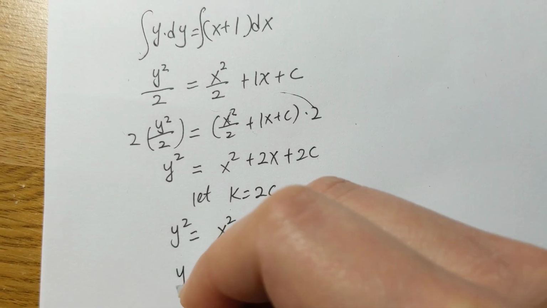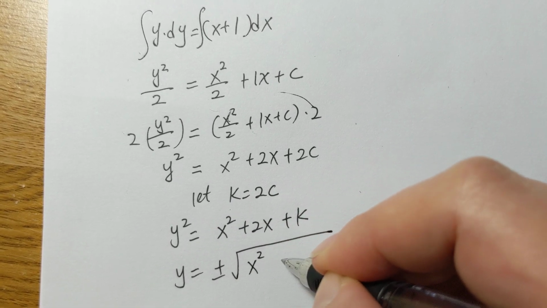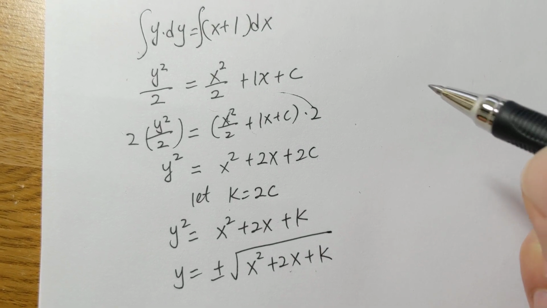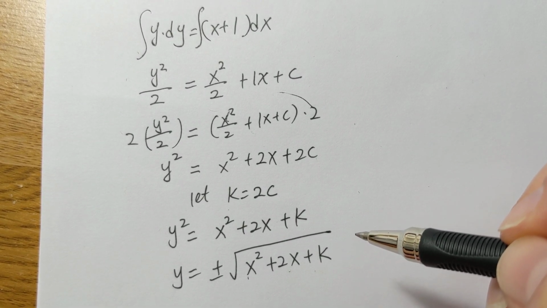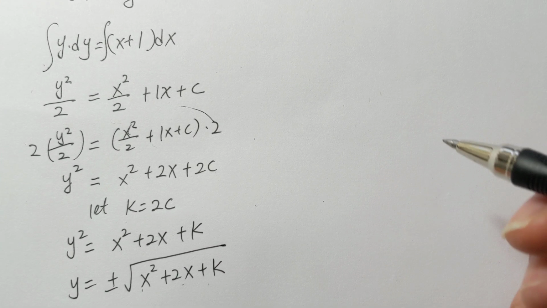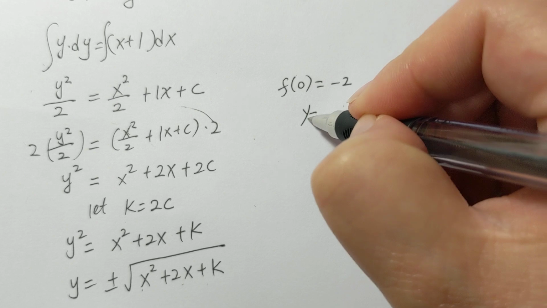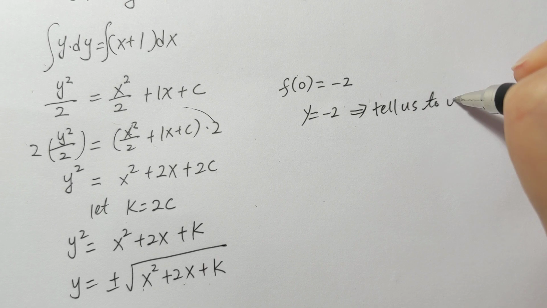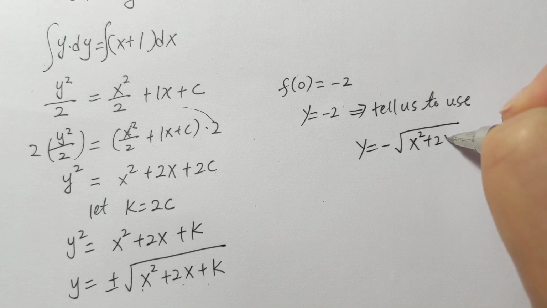And we're going to solve for y. Because it's a y squared, we get 2 solutions, which is 2 branches in this case. So we got y equal to plus minus square root of x squared plus 2x plus k. We're still not done yet. We still have to find a particular solution. So we use the initial condition, which is f of 0 equal to -2. Y equal to -2 tells us to use the branch y equal to negative square root of x squared plus 2x plus k.